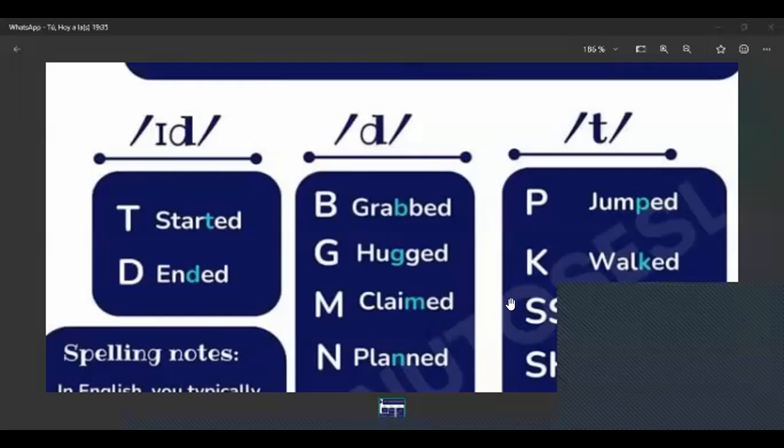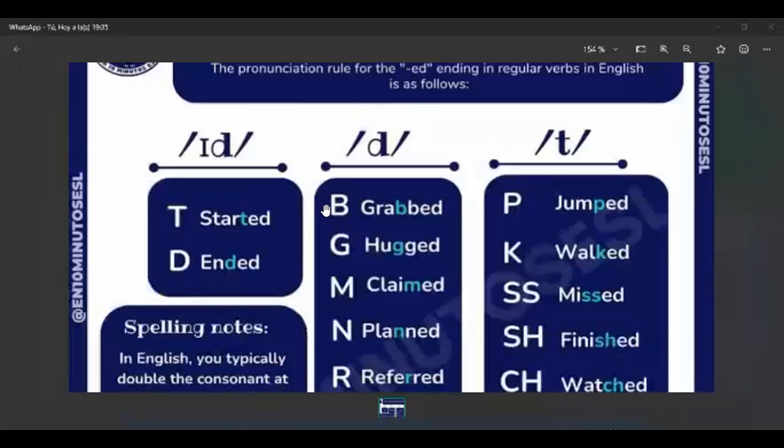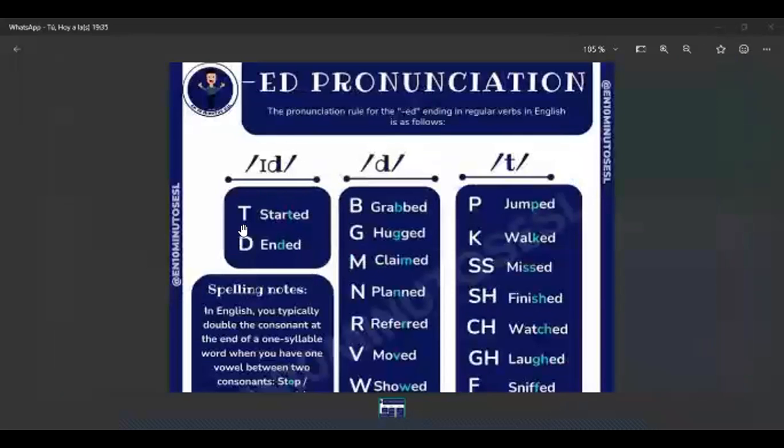Okay. So, lo que usted se tiene que fijar es si el verbo termina en T, en D o en una de estas. Esta imagen ya la tiene en el grupo de WhatsApp. Si usted sabe que el verbo termina en T o en D, esa ED va a ser ID: starting, ending, y hay más. Si usted ve que el verbo termina en estas letras, la ED se va a pronunciar como una T. Jump, jumped, walked, missed, finished. Entonces no tiene que decir jumped, o walked, o missed, o finished, no. Es como una extra T. Jumped, walked, missed, finished, watched, left.